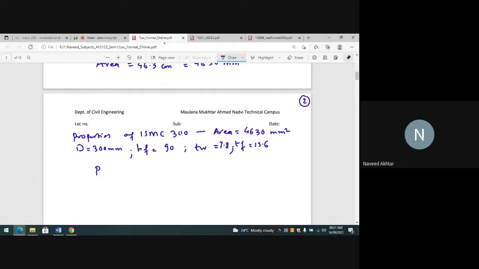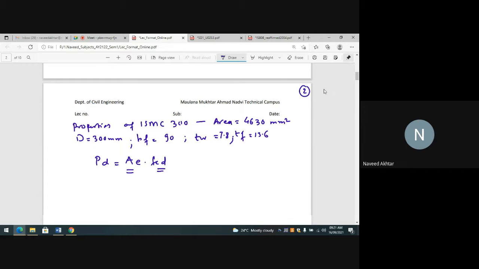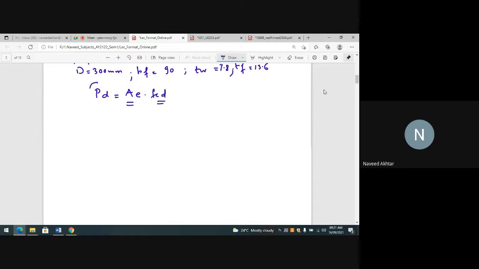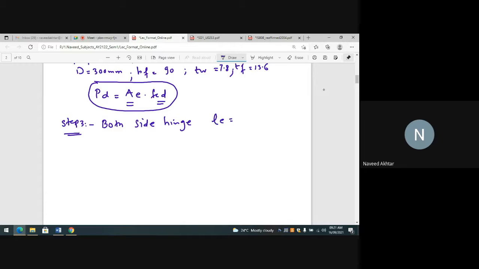Now we know that PD is equal to AE into FCD. So we have to find out FCD. You have to take AE as AG when section is at least in semi compact limit. So here we have to do it again. Now you have to do step number 3, the effective length, because both side hinge condition is there. So LE is equal to 1 times L, that is 10 meter, because translation is restrained, rotation is not restrained. So I will write LE is equal to L.